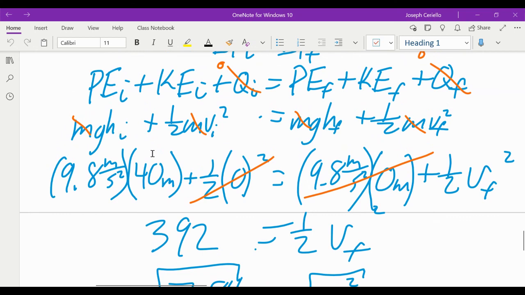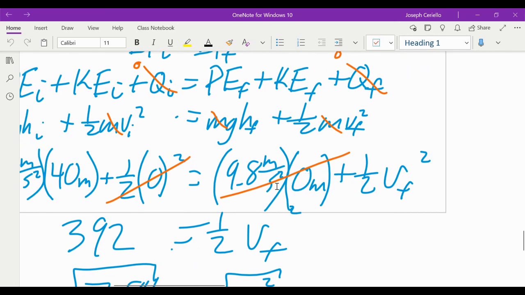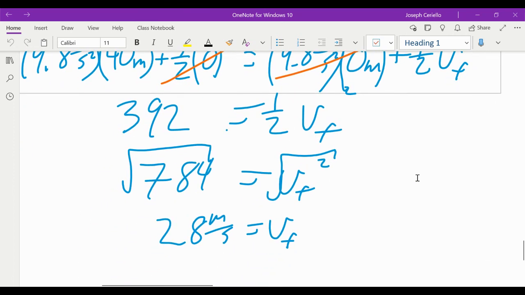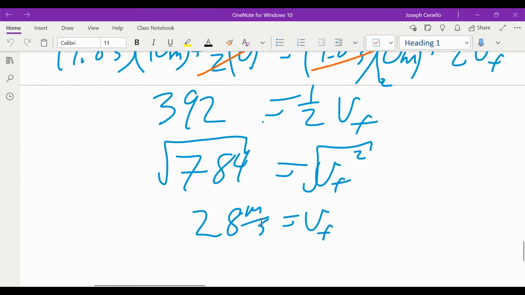So g times initial height, 9.8 times 40, right? Because now it's dropped from 40. Its initial velocity is 0, so that's why I put a 0 in there, so that term goes away. Its final height is 0, so that term goes away. And its final velocity is unknown. Solving through, we get 28 meters per second, which is exactly what we got before. And there you have it.